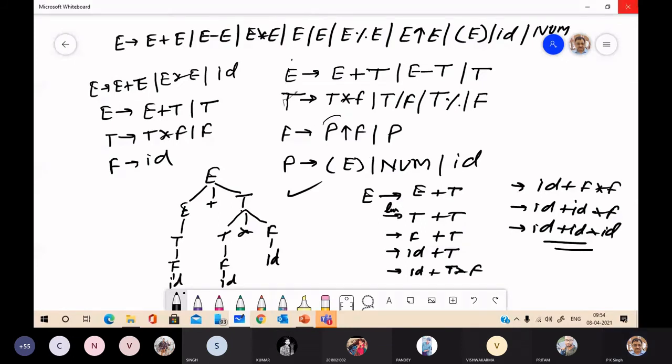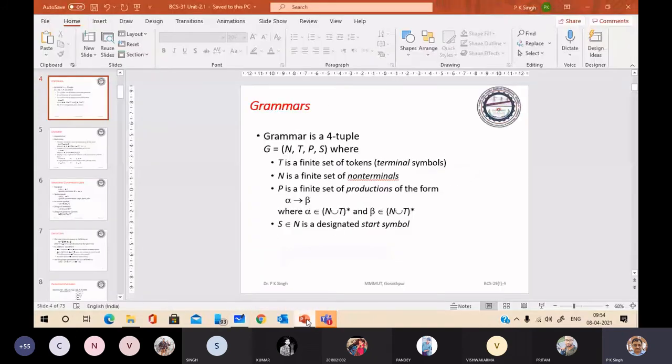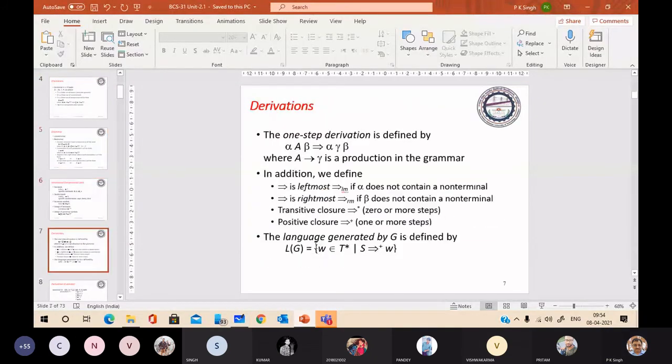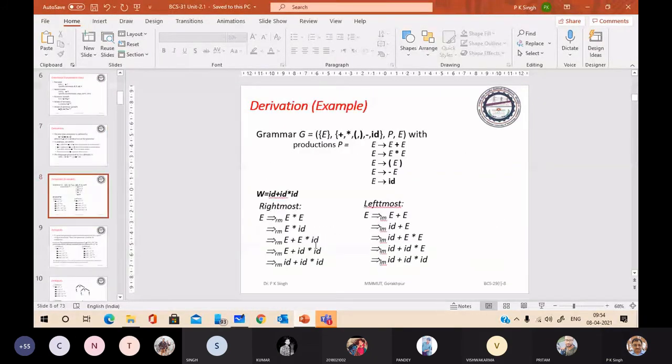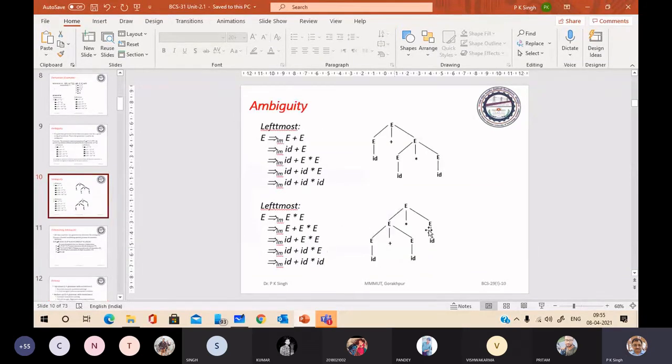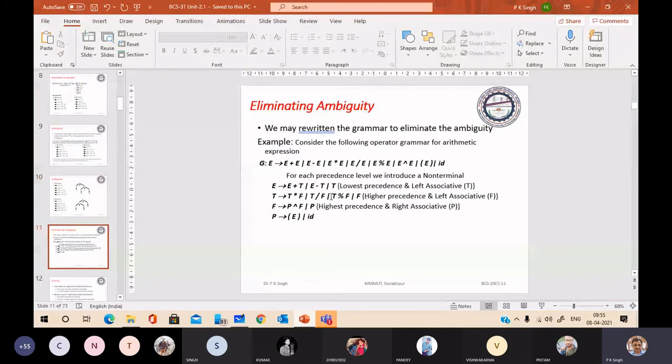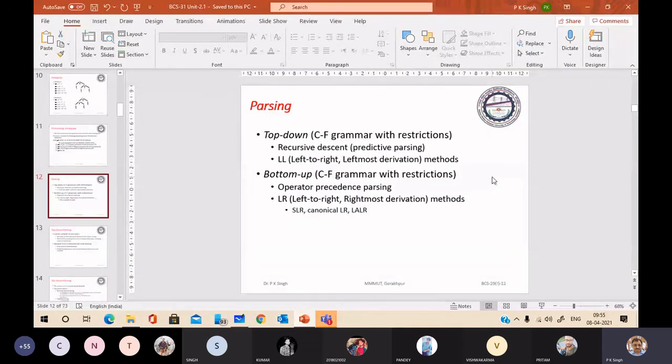Okay. Now this is the ambiguity. We have removed the ambiguity. Same example. Now come to the parsing. There are two types of parsing. One is top-down parsing, another is bottom-up parsing.